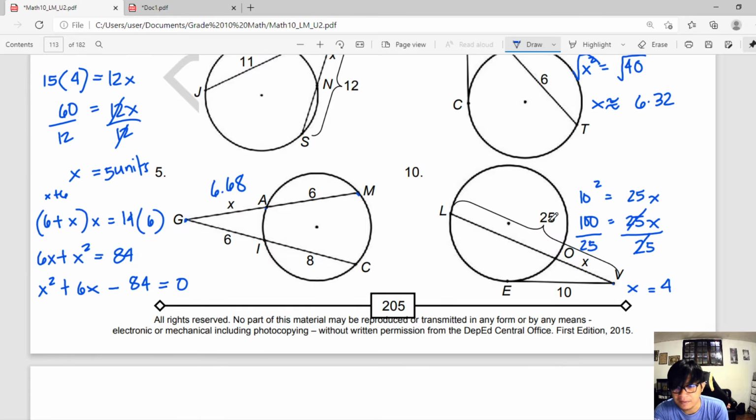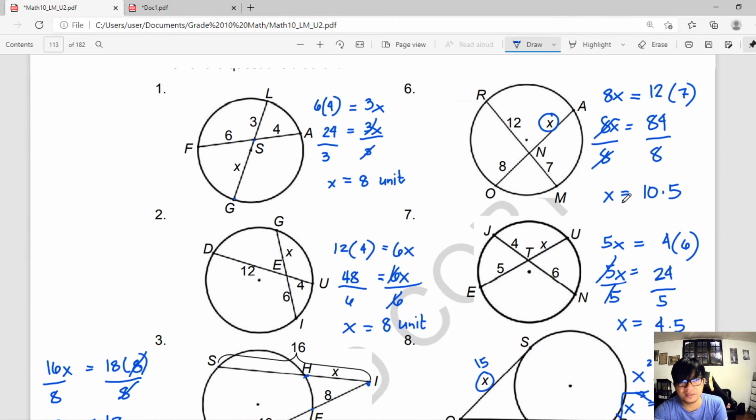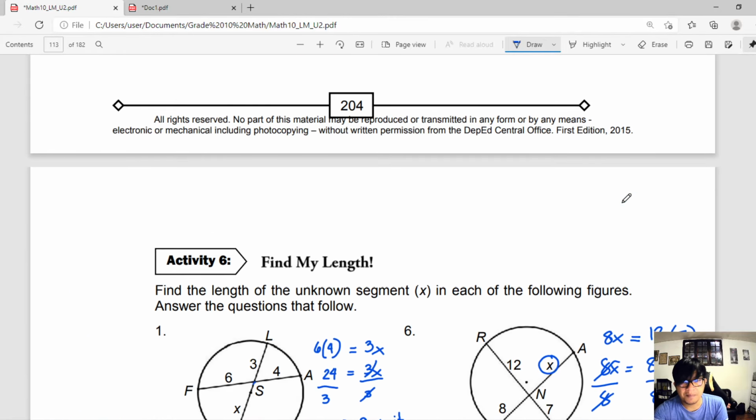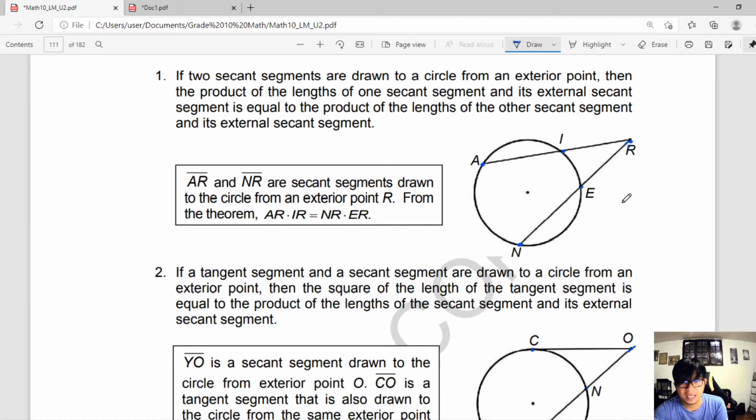I thought the measure of 25 here is hanggang dito lang siya. That's why nag-add ako ganyan. Hindi pala. With the symbol here, ibig sabihin, it denotes that the measure of L to V is 25. So, ganun lang palang kasimple yung sagot. So, the value of x is 4. Okay, so we are done. We are done answering the 10 problems about the theorems on secant segment and tangent.